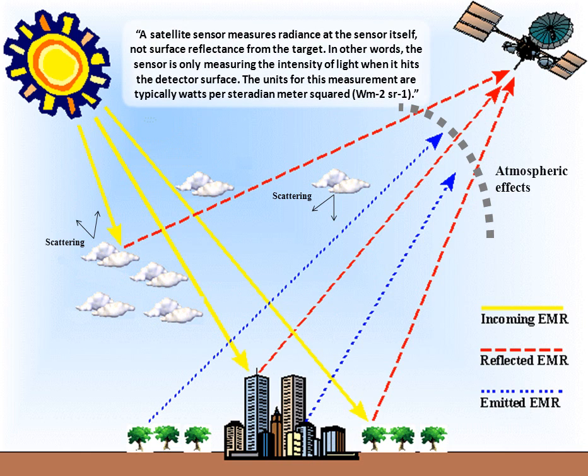So in the modern sense, for satellites, the sensors measure radiance at the sensor itself, and not necessarily the surface reflectance from the target. In other words, the sensor is only measuring the intensity of light when it hits the detector surface, hence the sensor on the satellite. And the units for this measurement are typically watts per steradian meter squared.